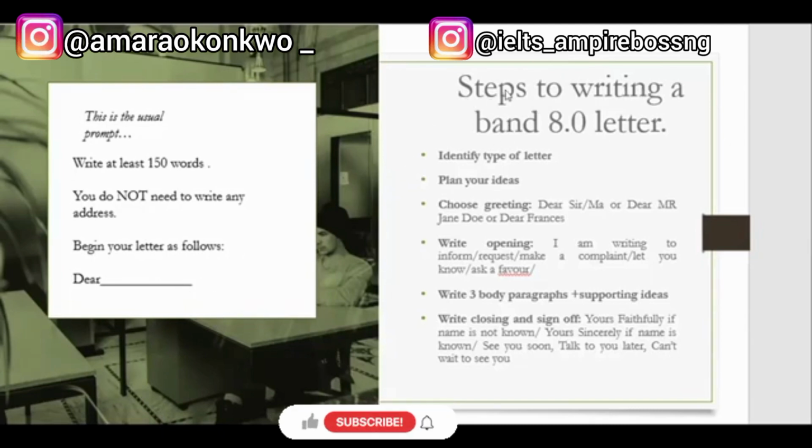Now, steps to write a band 8.0 letter. First of all, just as we did now, you need to identify the type of letter. Why is it important? It's important because it will define the tone you would use in the letter, and how you begin it and how you end it. Then plan your ideas. Now, it's very easy to plan your letter. Just as I advised for your essays, you must plan before you begin. It also applies to letters. Plan. What is your plan?